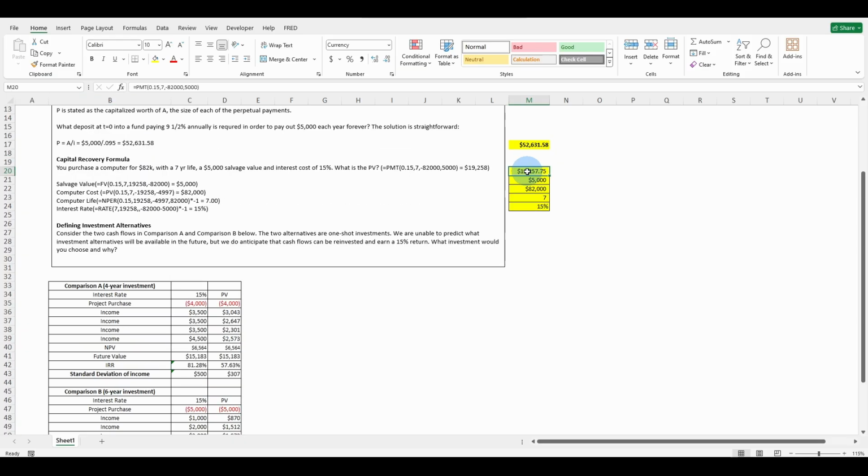The present value is going to be this 19,257.75 of this $82,000 purchase. Keep in mind, it's 7 years, 15% with a $5,000 salvage value. If you have the purchase price and the present value, what's the salvage value? $5,000. If you have salvage value and the present value, you can compute what the purchase price is. Remember, we're using the payment here. We're going to use future value here to find the salvage value. We're going to find the present value. Then we're going to use number of payments.